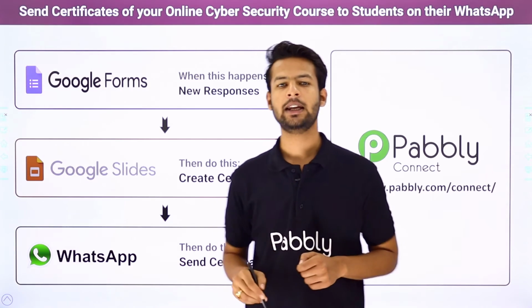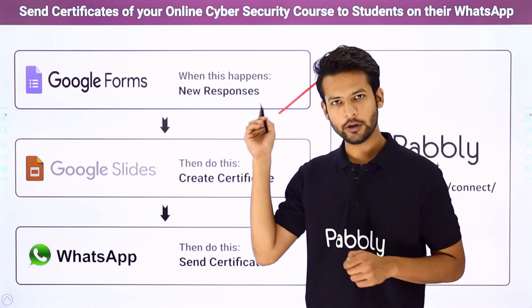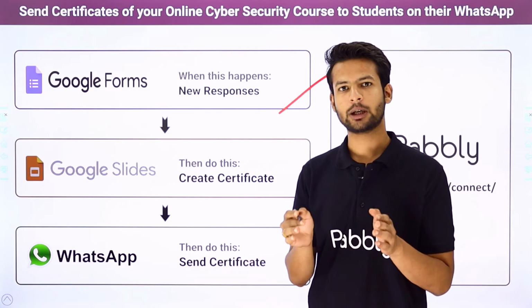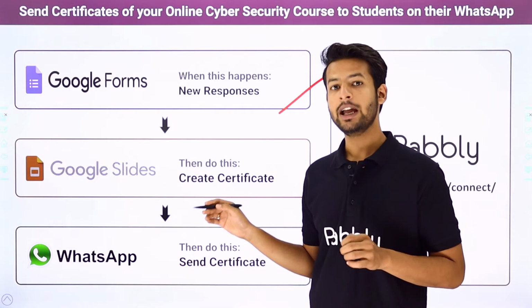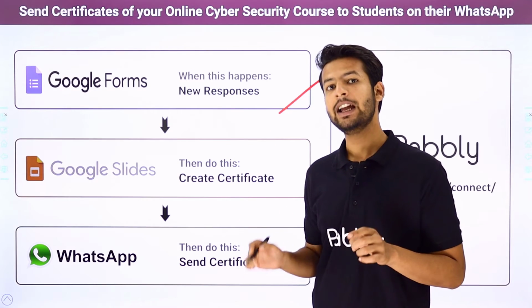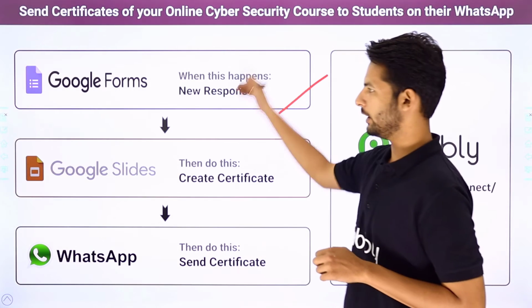You want something like, you have created a form for your students. Now the students just have to fill this form, and on successful form submission, automatically a certificate will be generated for them. Then again automatically it will be sent to them on WhatsApp. So for that I have used three applications here.